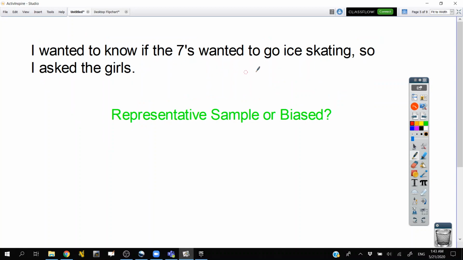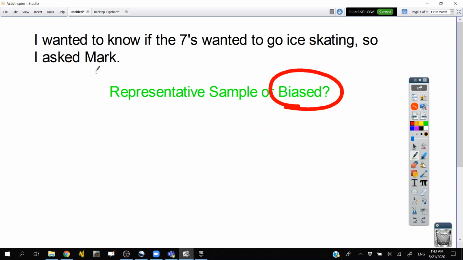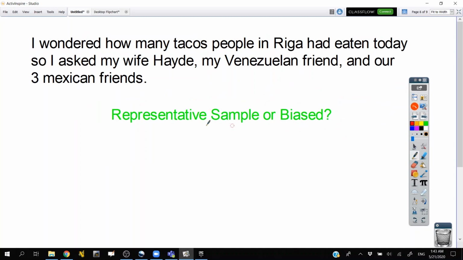So what if I want to know if the seventh graders want to go ice skating? So I just ask the girls. The girls are the only ones I ask, and that's it. Well, this is again going to be a biased sample because the girls might not respond the same way the boys would. The girls have differences that are not representative of the entire population, the same way Mark has differences that do not represent the entire population because Mark is only an individual.